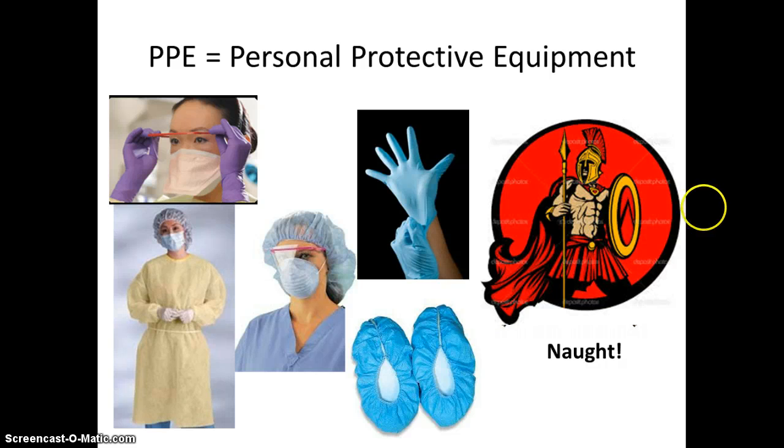Personal protective equipment. As you can see here in this slide, we have masks, eyewear, gowns, gloves, booties, and in the old days, what we used to have for personal protective equipment was a shield and spear. Well, that doesn't work anymore, folks. Our personal protective equipment is all-encompassing, and you will become very familiar with this because you will be using this a lot.